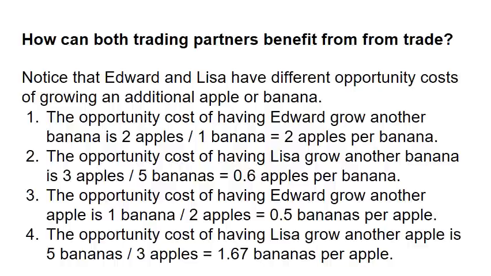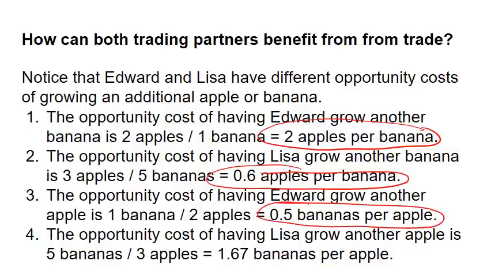The opportunity cost of having Edward grow another banana is 2 apples divided by 1 banana, or 2 apples per banana. The opportunity cost of having Lisa grow another banana is 3 apples divided by 5 bananas, or 0.6 apples per banana. Lisa has a lower opportunity cost of growing bananas. The opportunity cost of having Edward grow another apple is 0.5 bananas per apple. And the opportunity cost of having Lisa grow another apple is 1.67 bananas per apple. Edward has the lower opportunity cost of growing apples.